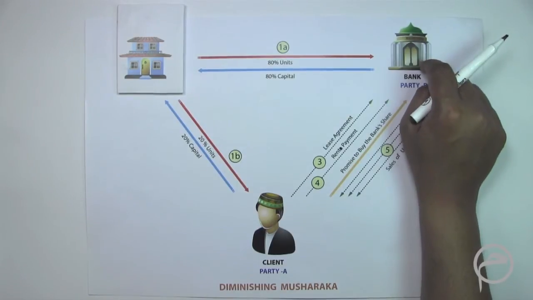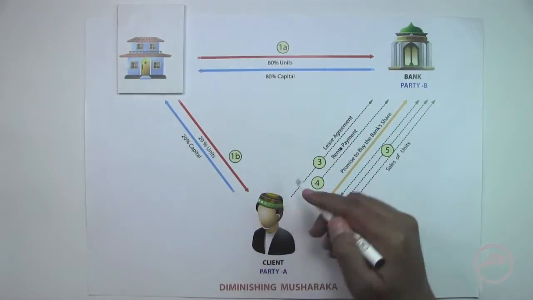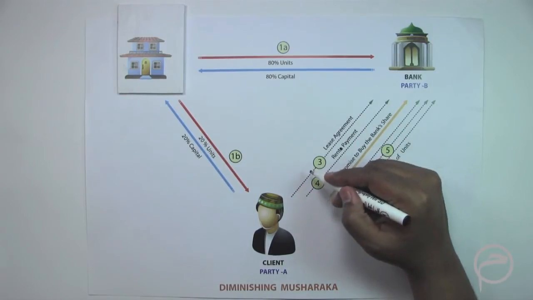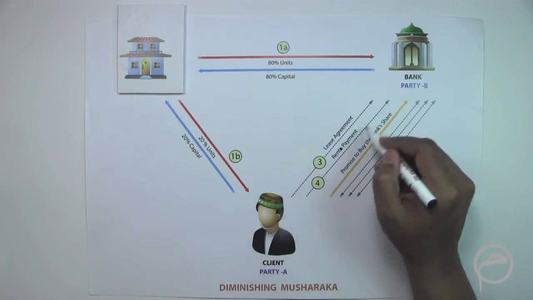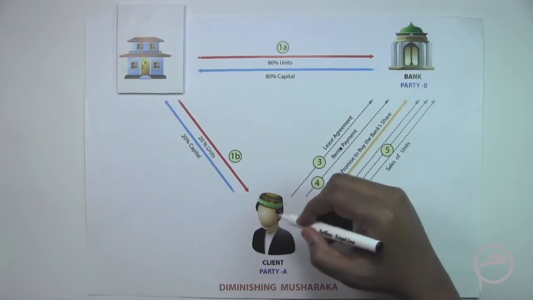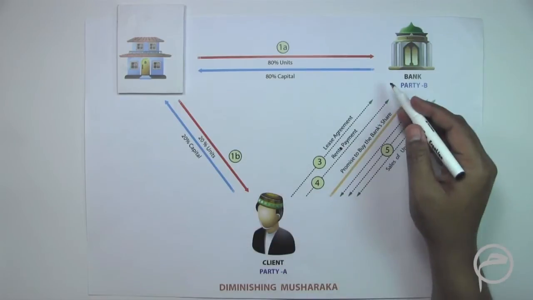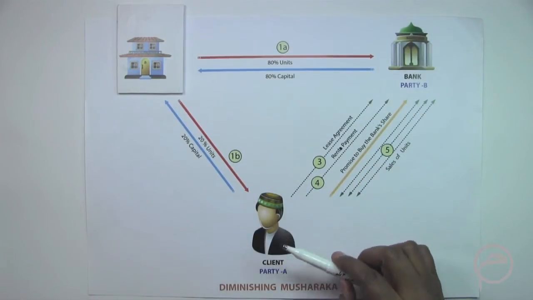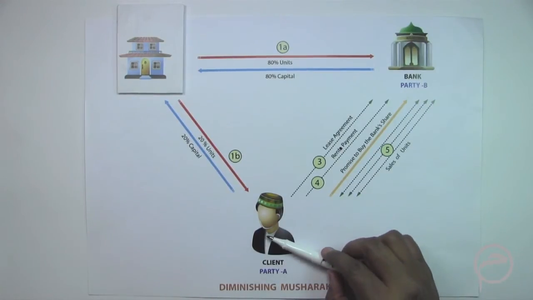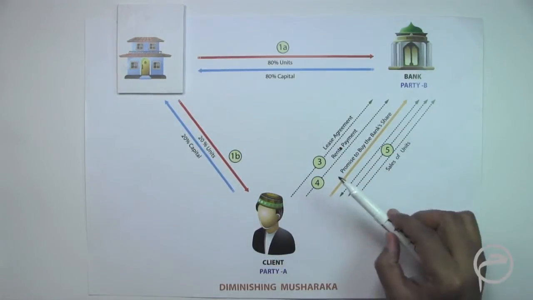Now the bank leases its 80% share to the customer through a lease agreement. Based on this lease agreement, regular rentals are paid by the customer to the bank. On every date on which there is a rent payment from the customer to the bank, there is also a unilateral undertaking given by the purchaser to the bank mentioning that it will unilaterally purchase the portion of the bank gradually throughout the term of the lease.